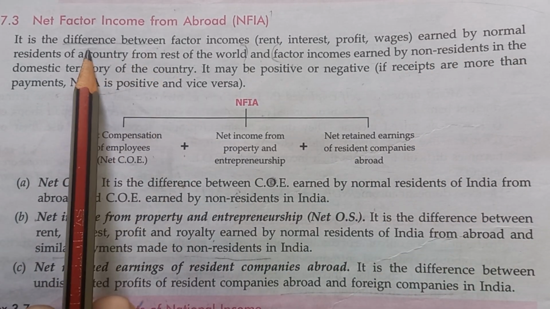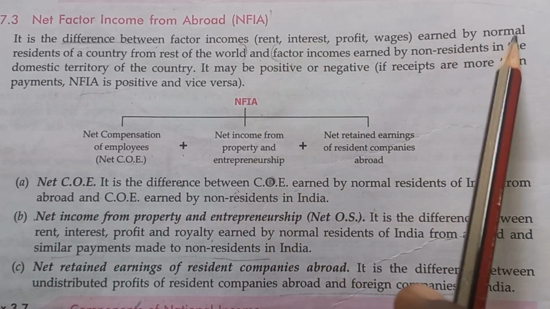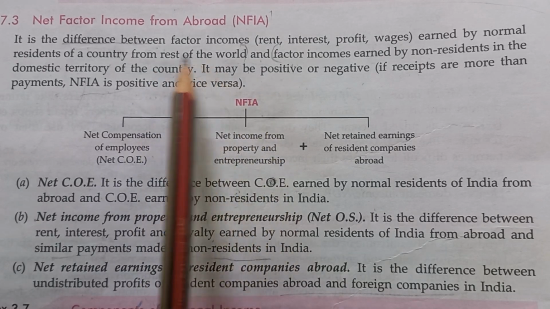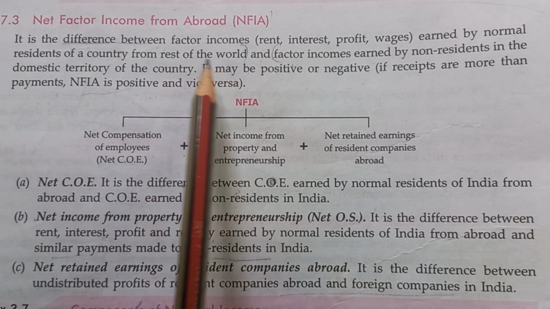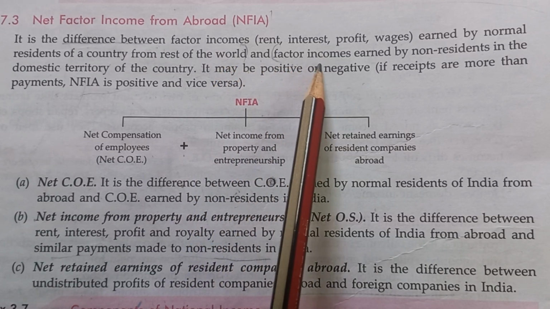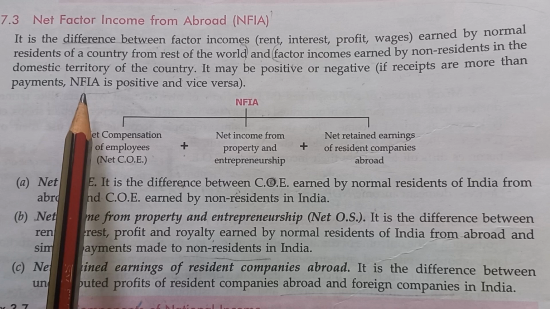The difference between the incomes earned by normal residents of the country from rest of the world, means from outside the country also. From outside the country our residents are living. From that we have to subtract factor incomes earned by non-residents in the domestic territory, those who live in our country.